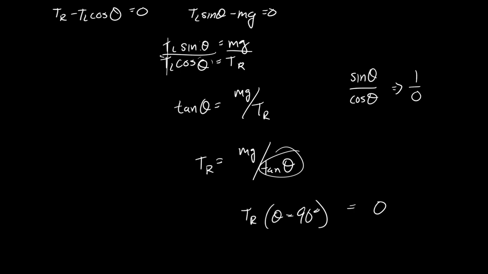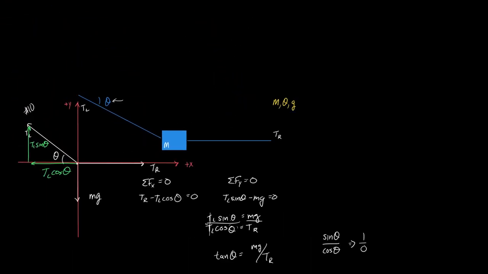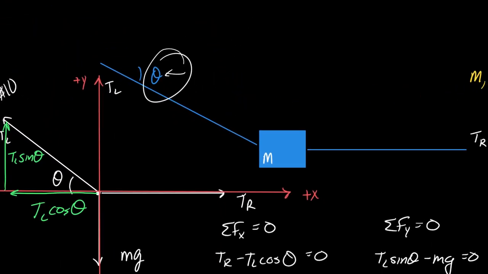This is the kind of thought process I'm going to expect of you. That makes sense. Because look at your picture. As this goes to 90 degrees, we are just hanging the box. Do we need TR at all? The right cable is not holding the box any longer. So that makes sense. That's a reasonable outcome, that TR would go to 0 when theta goes to 90 degrees. This is how you test your outcomes.